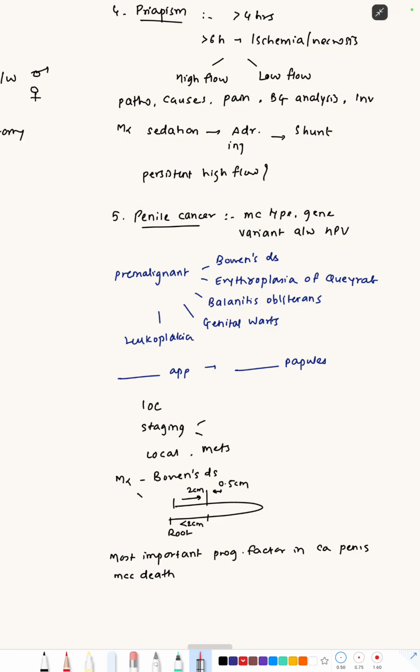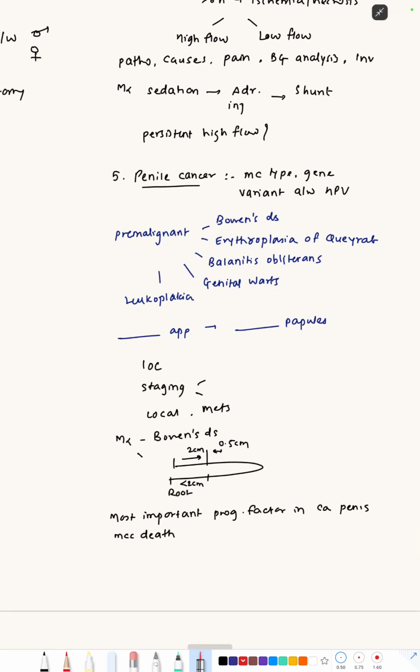When we do a total amputation of the penis, then we also have to do a urethrostomy. So a perineal urethrostomy is done. A stoma is created in the perineum for the urine to flow. The most important prognostic factor in carcinoma of the penis is going to be the lymph node status, and the most common cause of death is these lymph nodes getting involved, which can lead to erosion of the femoral or the iliac vessels. So this is going to be very important. The most important prognostic factor in carcinoma of the testes was the staging, while here it is going to be the lymph node status.